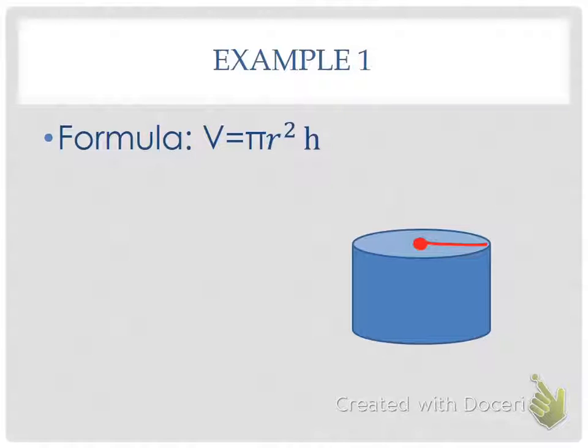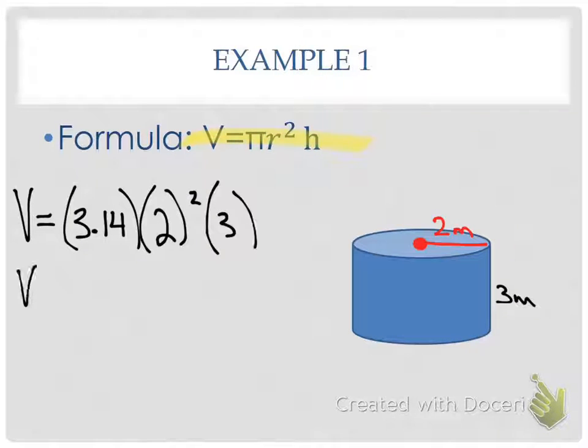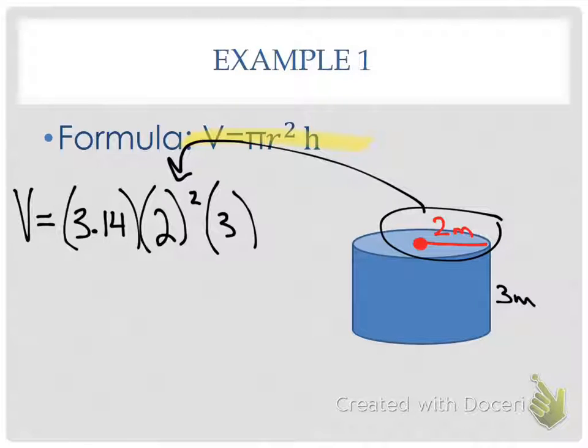3.14. Okay, so we're just going to make our substitutions. Write down your formula. I should see that at the top of your notes. All right, we're going to make our substitutions into that formula. So V equals 3.14 times 2 squared times 3. You see what we're doing there? We're taking our radius and plugging it in for r. But then we have to square it first and then multiply by height.